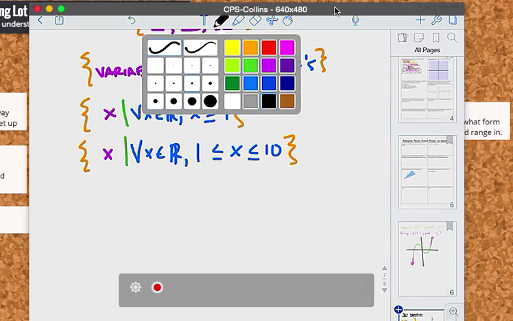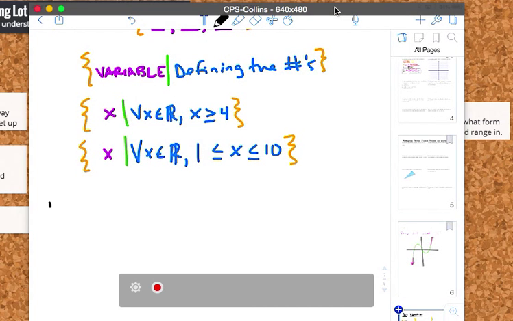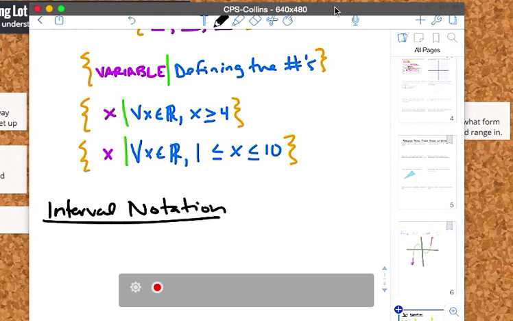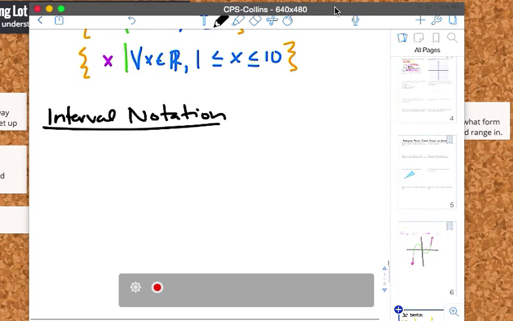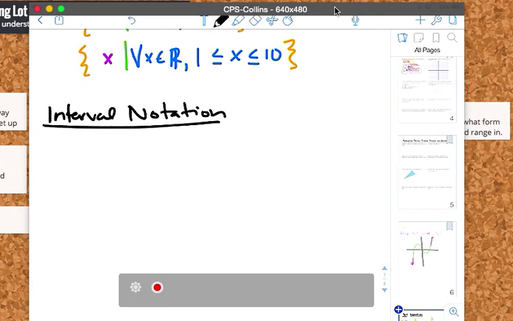Alternatively, another way you can write notation is what we call interval notation. Interval notation takes advantage of a very particular and common form, which is actually going to look like coordinate pairs. In fact, interval notation makes the most sense when you're looking at a graph, I think. And so here are the ins and outs of that.